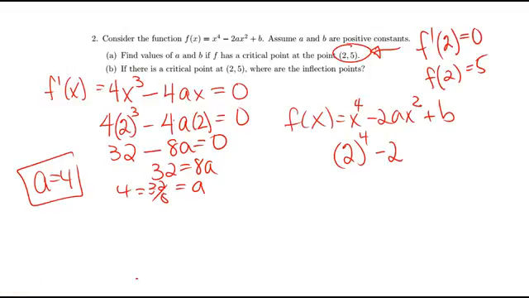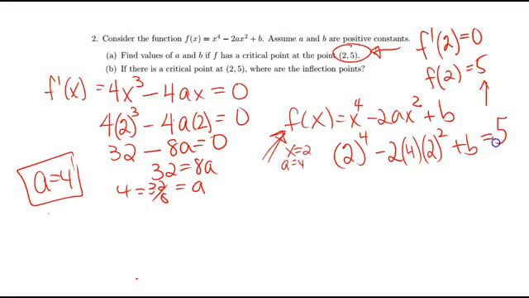Okay, we left off in the middle of problem 2. I'm going to continue. So I figured out that a was 4. I'm coming over to the original function. I'm going to plug in x equals 2 and a equals 4, and we'll be able to solve for b. So 2 times 4 times 2 squared plus b, and that equals 5. That's the point on the curve, right?